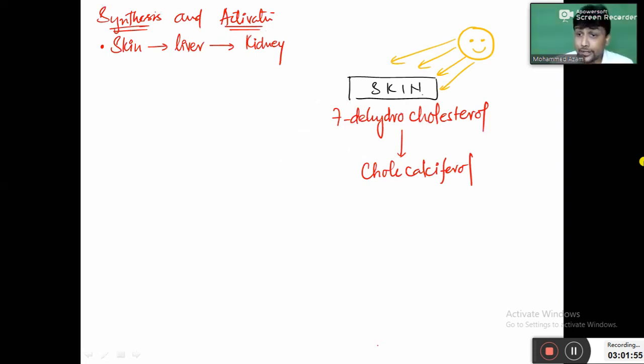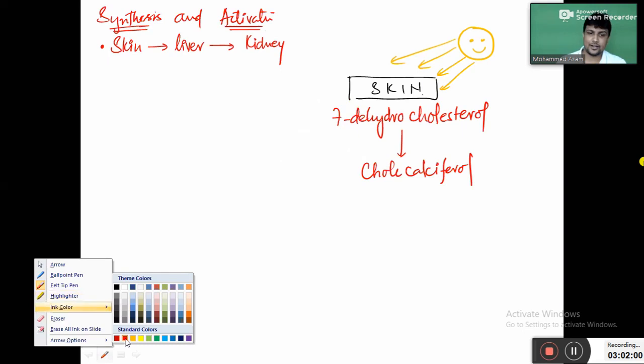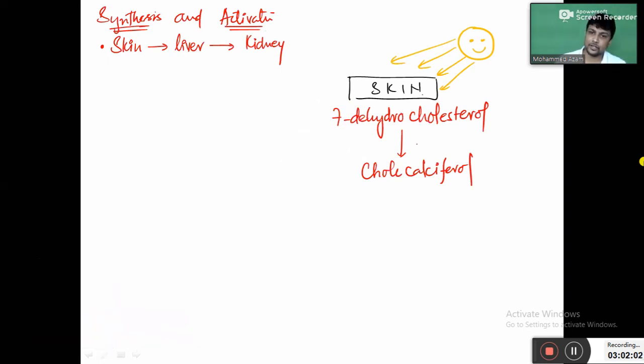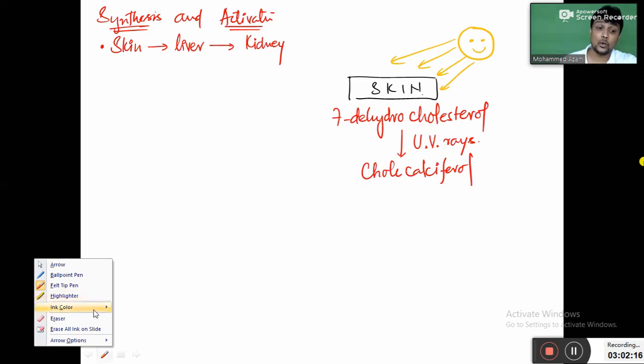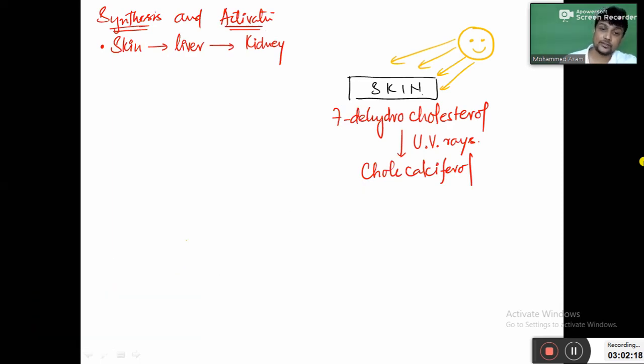Sir, how is it getting converted to cholecalciferol? Yes, with the help of sunlight, and sun rays have UV radiations. So with the help of those UV rays, 7-dehydrocholesterol will get converted to cholecalciferol. Okay, and now what will happen? That cholecalciferol will now go to the liver.